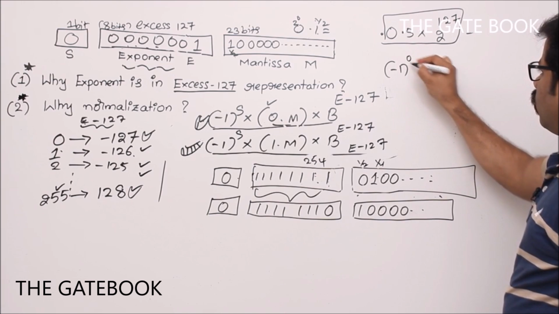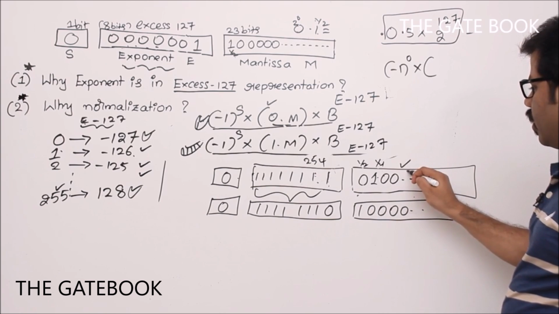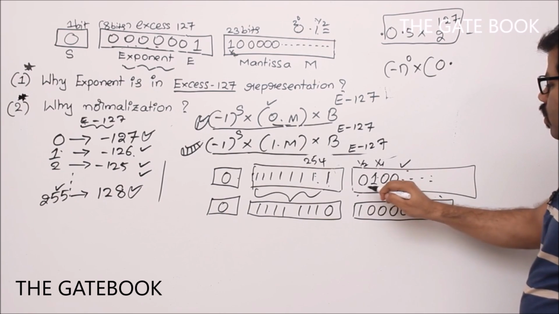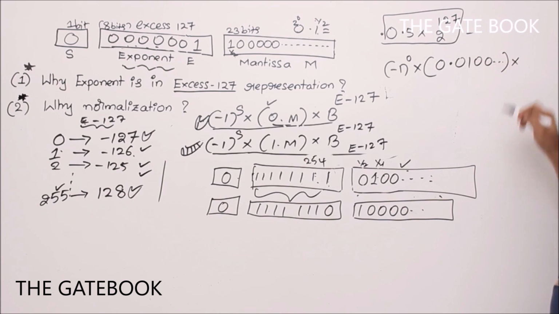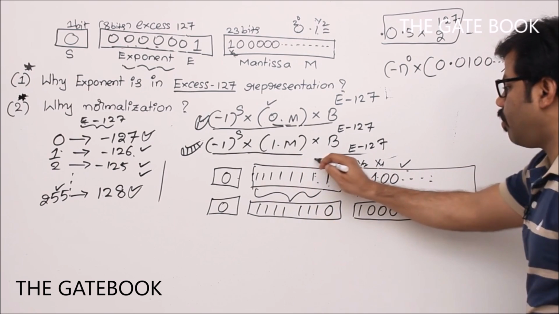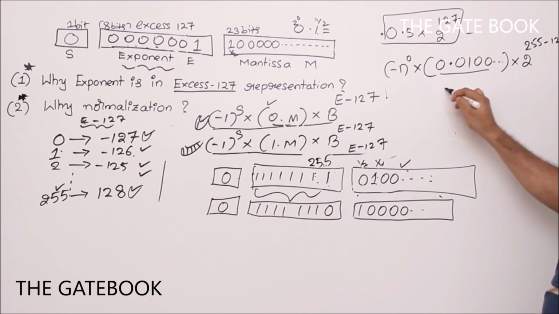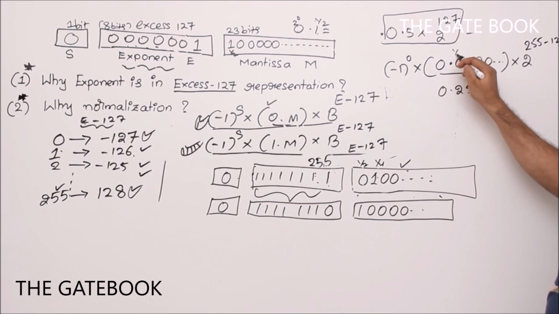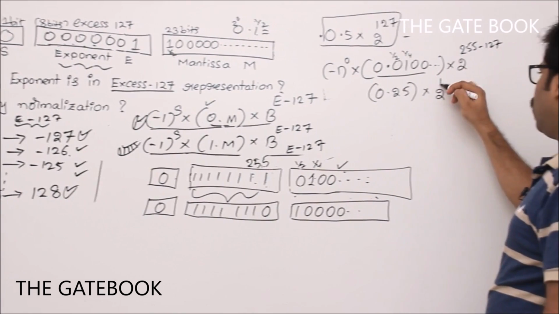(-1) power 0 into the same, and mantissa this time. Okay, so what's the mantissa of this one? 0.m, m is 0, 1, 0, 0, and so on, into base. Base is what? 2 to the power of exponent. Exponent here, see, the value is 255 this time, correct? I changed the pattern, you should note it down. So 255 minus 127. If I simplify it, this is 0.25 if you check it out, because the weightages are 1 by 2, 1 by 4. So 0.25 into 2 power 255 minus 127, 128.